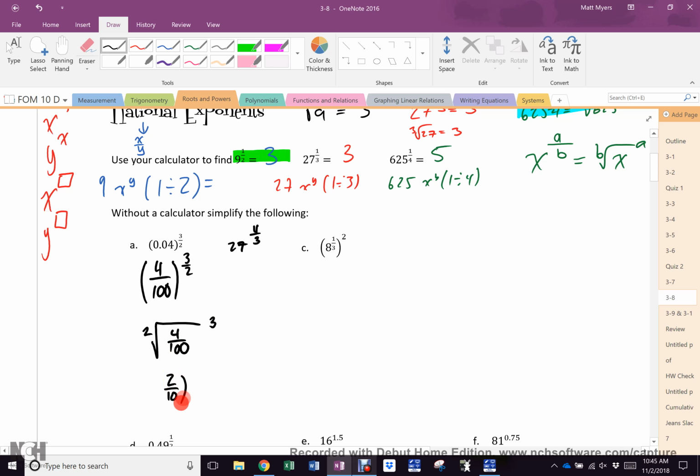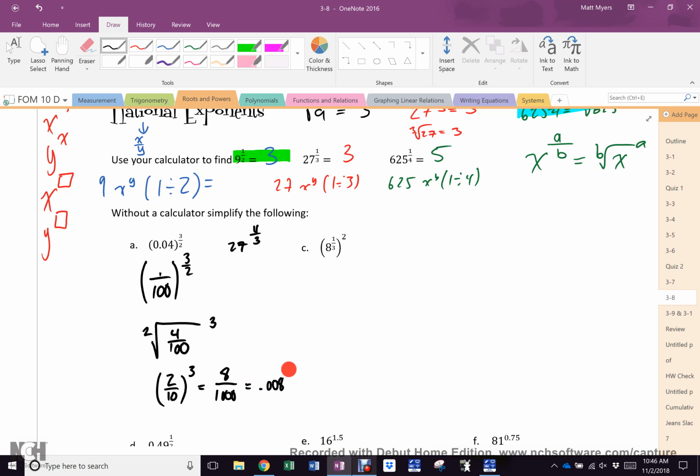What is the square root of 4/100? 2/10. And all that is to what power? 3. We already know this exponent law, don't we? You don't even need it taught to you. What is 2 cubed? 8. What is 10 cubed? 1,000. Now I'm done. But the question was in decimal, so what should I do with this? 0.008. Everybody cool?